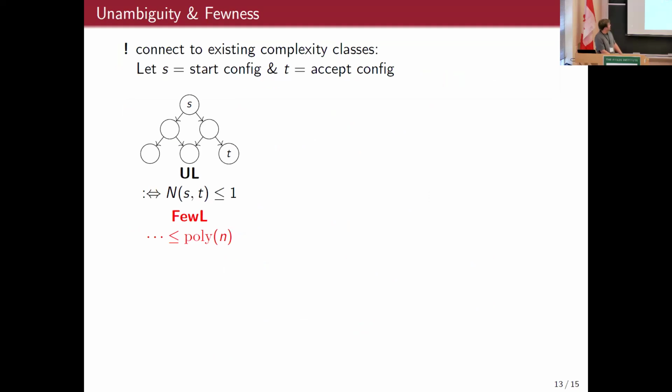Okay, so let me now give some more context on how this result relates to some classical complexity classes. So I already mentioned an NL computation can be seen as a walk on the configuration graph. And then we can also make restrictions on the number of accepting paths. So maybe the most famous class on the slide is UL, where we require that we have at most one path from S to T, from start to accept. And then there's also a more relaxed class, which is FUL, where we allow for polynomially many accepting paths.